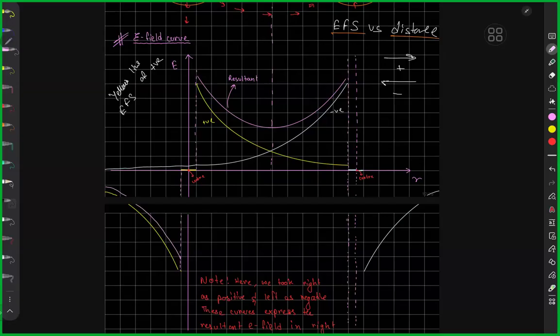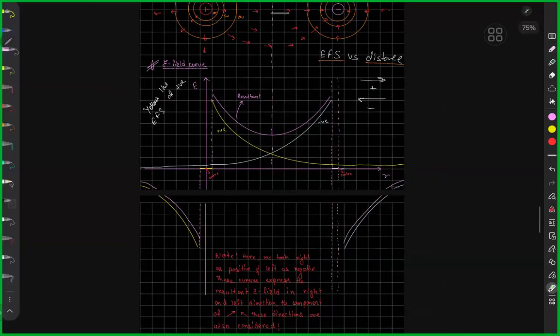Same thing over here. If I extend the yellow line, allow me to do that. The resultant line looks like this. So I add the positive value, the negative value, and this blue curve gets shifted up, which becomes the resultant field strength curve. Okay. So ultimately, what is my resultant field strength curve or graph? All the pink line.